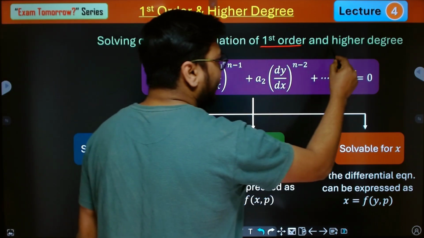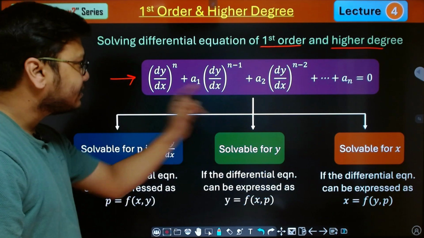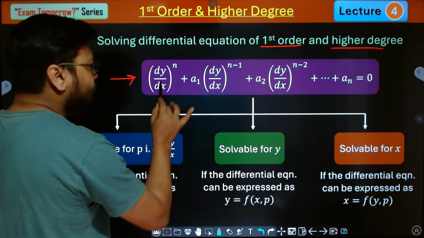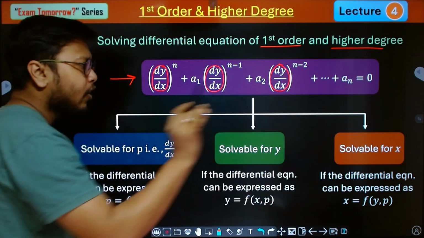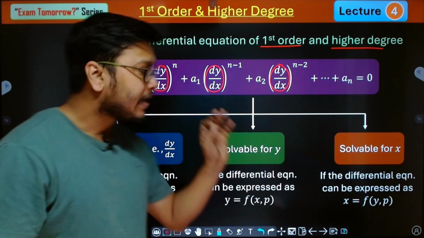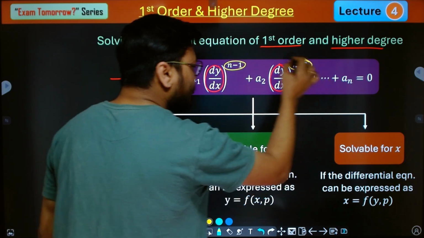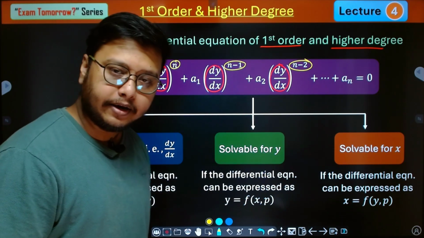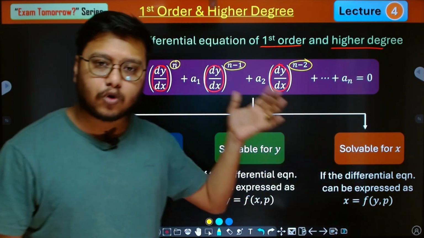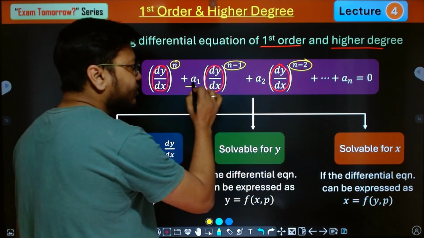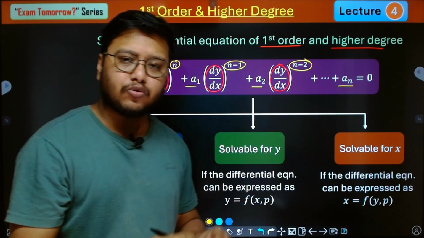A first order and higher degree differential equation looks something like this, where you can see every derivative is of the first order, dy dx, dy dx, dy dx and so on. All the derivatives have first order, but the powers of the derivatives are higher, which means the power is more than 1. So definitely this is a non-linear differential equation. And the coefficients a1, a2, an can be any variables x, y.